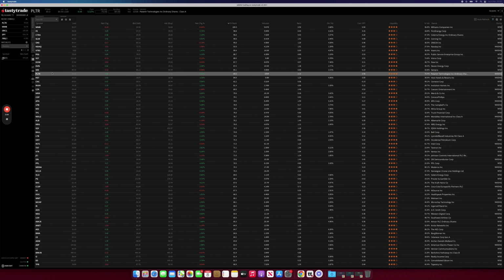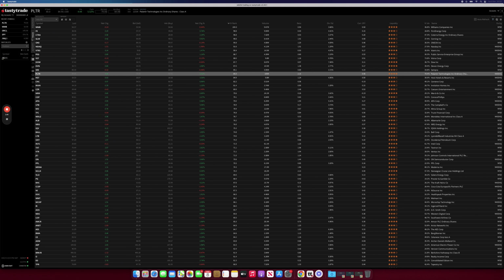And what's sticking out to me is Palantir, which last traded at 84.9. It is a Saturday, so the market's closed right now. And it has a nice IV rank of 85 and an absolute IV level of 79.4%. So we should be able to collect some nice premium on Palantir.